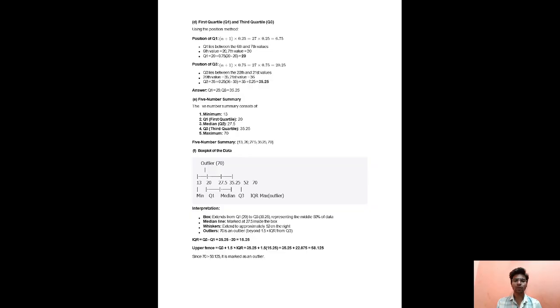The IQR formula is given here. Upper fence equals Q3 plus 1.5 times IQR, which equals 35.25 plus 1.5 times 15.25. So the right answer is 58.125, which is less than 70. It is marked as an outlier.